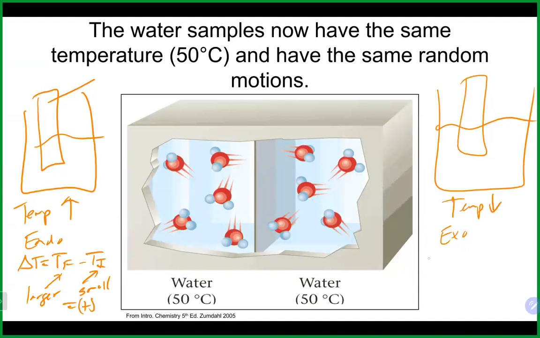And in this case, if we did our change in temperature, our final minus our initial, our final temperature is actually smaller than our initial temperature, which is larger. So once again here, if we take a small number minus a large number, we're going to end up with a negative number, and that is going to be what determines whether or not we have an exothermic.